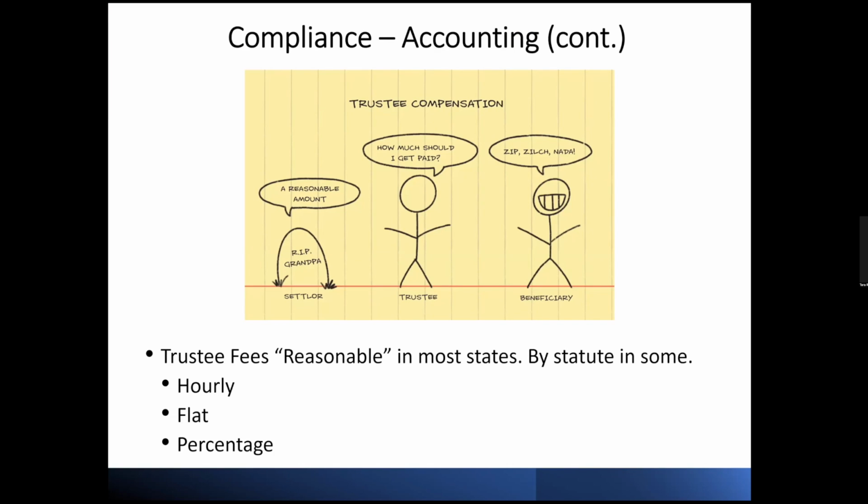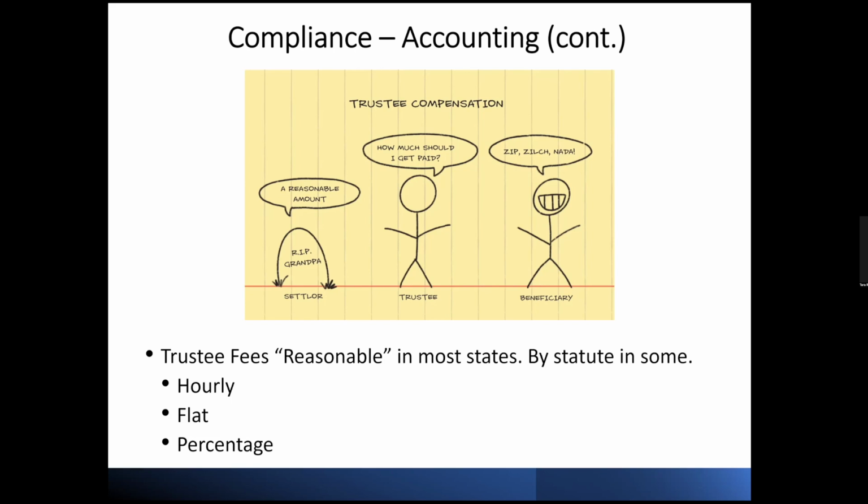Trustee fees. So one of my friends, Josh Yeager, is a lawyer in California, and he does a lot of advising of trustees. And one of his things is he writes these cartoons on a legal pad. You know, the trust settlor says trustee compensation should be reasonable. Which is the law of most states. Well, you get a reasonable fee, whatever that is. And the trustee says, so how much should I get paid? And the beneficiary says, zip, zilch, nada. Beneficiaries have no clue half the time, if not most of the time, really what goes into managing a trust.